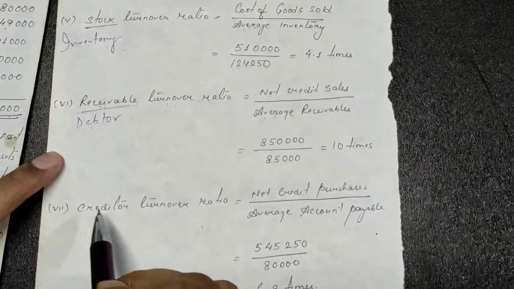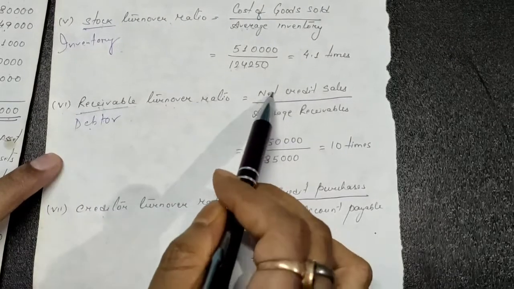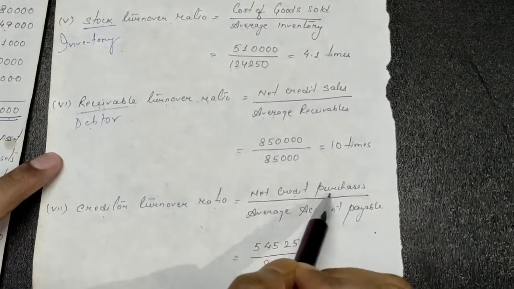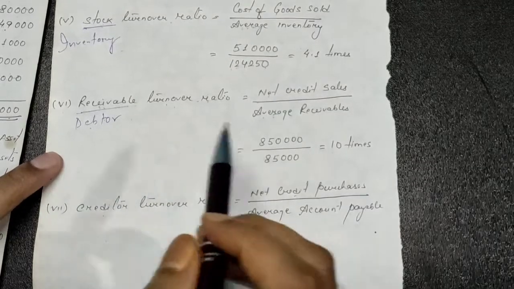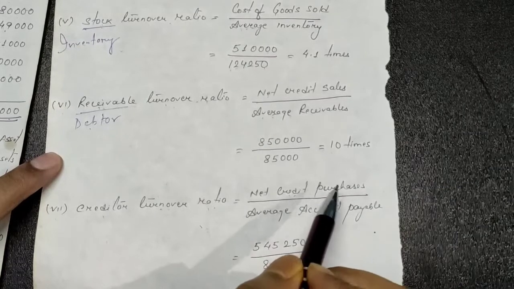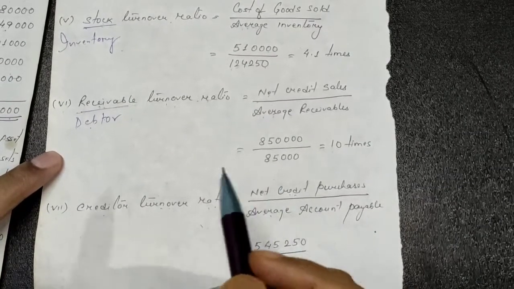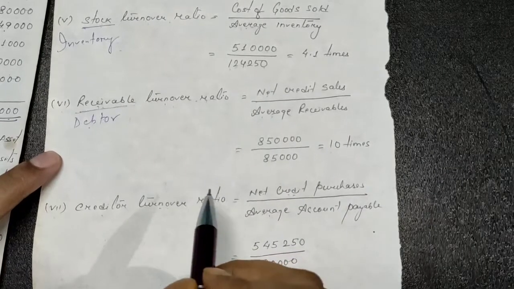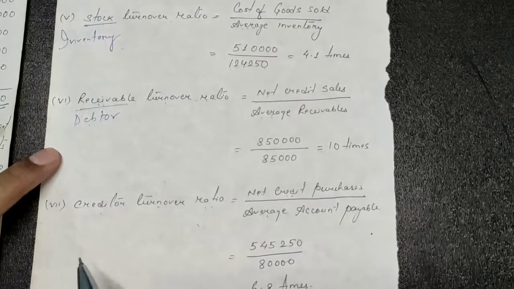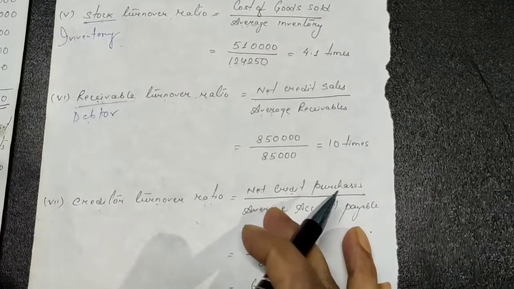Number 7, creditor turnover ratio. See, for debtor it was net credit sale, right? For creditor it will be net credit purchase. Both are similar but they are opposite to each other, okay? Creditor turnover ratio will be equal to net credit purchase divided by average account payable or average payable, the meaning is the same, okay? Here also, if the details are not given directly, you have to find them by doing workings, but fortunately we don't need any working because the details are mentioned in the question clearly.